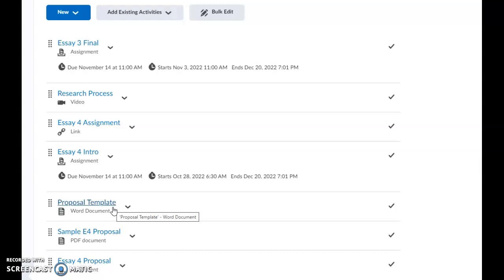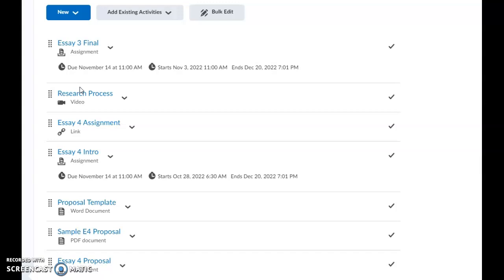Essay 3 is sort of a baby research paper. We start with a research question: is this meme or piece of news accurate? We try to find more reputable, more scholarly, stronger pieces of information to confirm or deny the claims made in that. Essay 4 is a full spectrum research paper, and the research process video actually walks you through what that means.